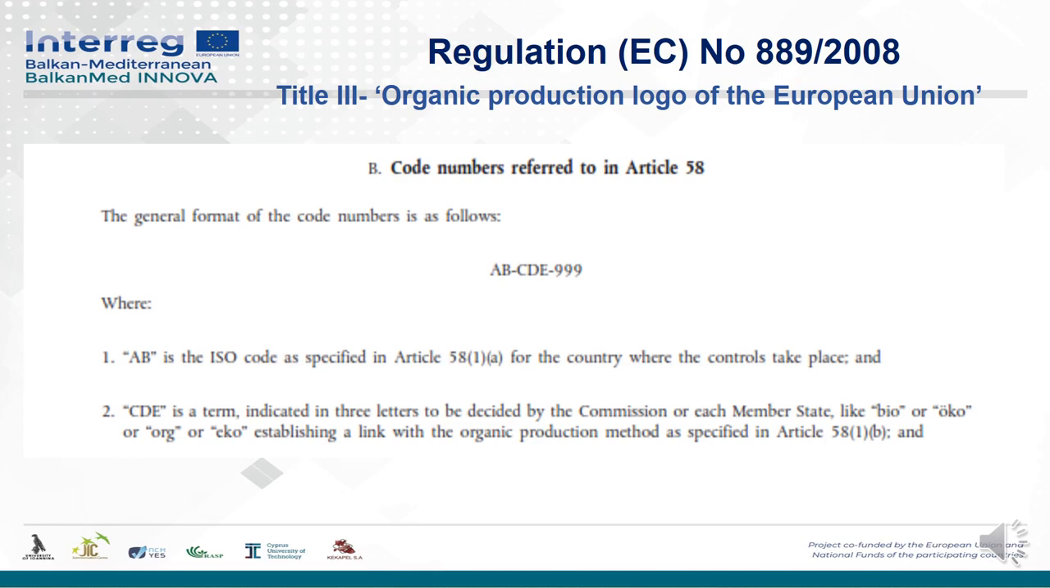But each member state can decide its code for organic production. Except bio, it can be eco or org. So this is to establish a link with the organic production method as specified in Article 58 of this regulation.